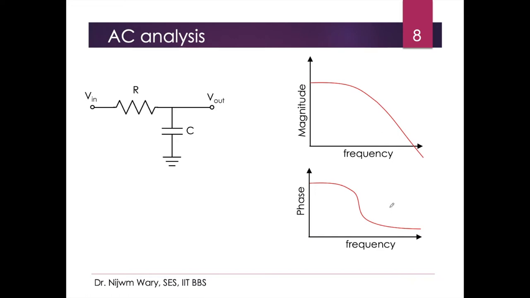Okay, so what I'm doing here is I'm sweeping the frequency and I'm trying to find out the ratio of the V out by V in. So this kind of analysis is done in the AC analysis. Basically the parameter that we are sweeping is the frequency, and the output or the resultant that we are getting is the magnitude of a particular voltage, or maybe the ratio of current as well as voltage, and magnitude as well as the phase. So this is the AC analysis.